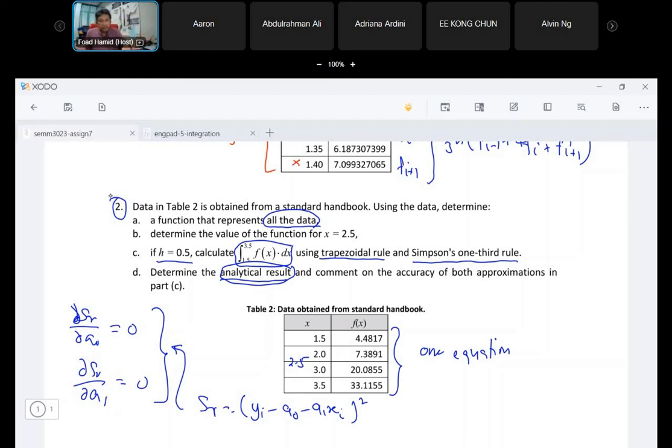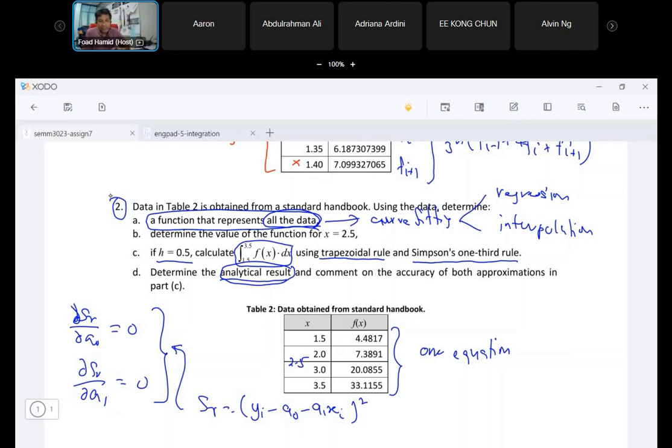So what's the difference here? So now, a function that represents all data here, what are we going to use? This is again, macam saya kata tadi, this is under curve fitting topic. Curve fitting. And curve fitting ada dua. There are two methods here. Either you can use regression or you can use interpolation. So the question now is which one we are going to use here?